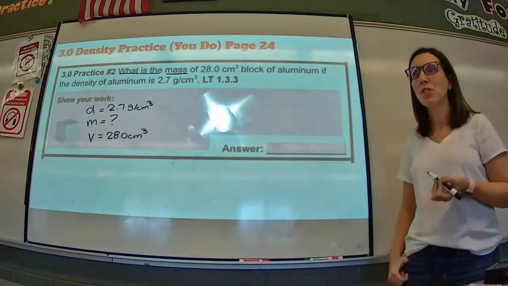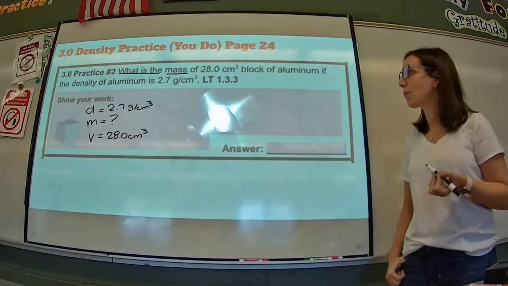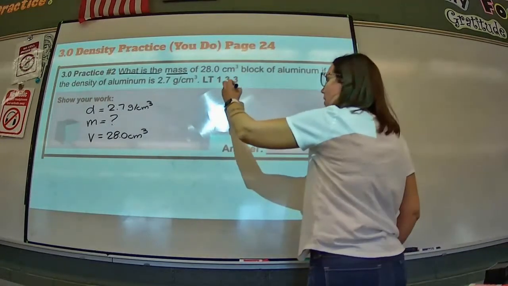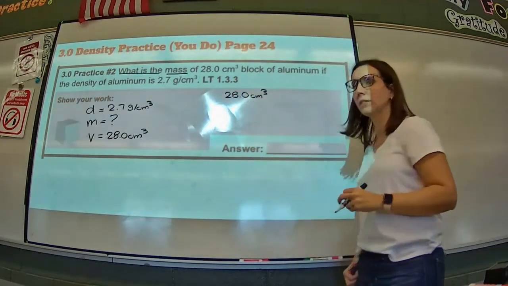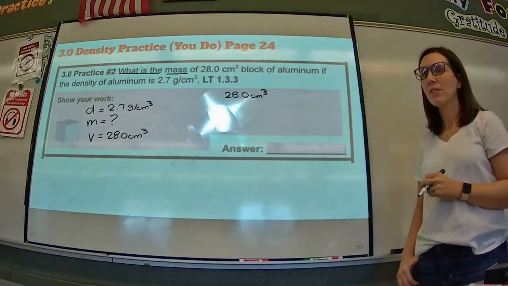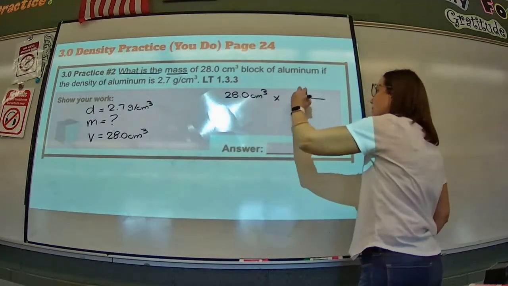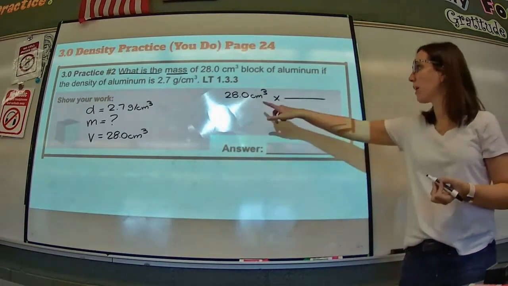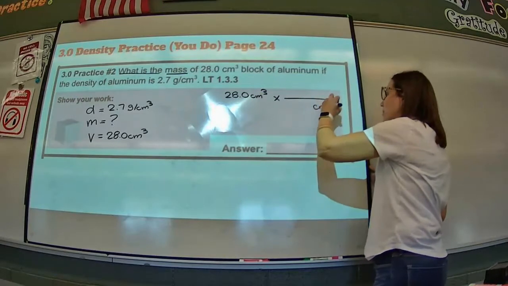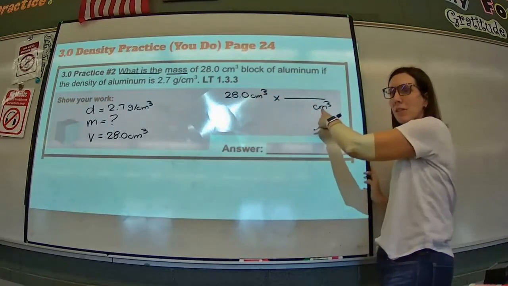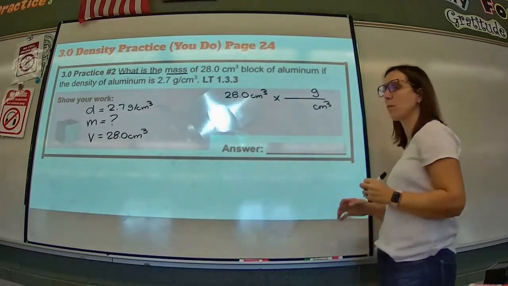So I'm going to set this up just like a unit conversion like we did with our previous problem. And to do that, I'm going to start with my volume. So my volume is 28.0 centimeters cubed. And I want to get rid of those centimeters cubed, so I'm going to do times in a line and set up my ratio. Because I want to get rid of centimeters cubed, I have to put it opposite, so on the bottom. So centimeters cubed divided by centimeters cubed, so that's going to make that unit go away. And I'm trying to get to mass. Mass is in grams, so I'm going to put grams on top.